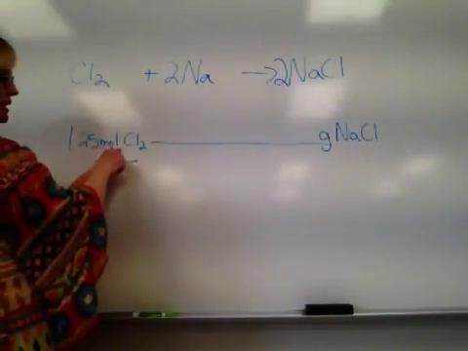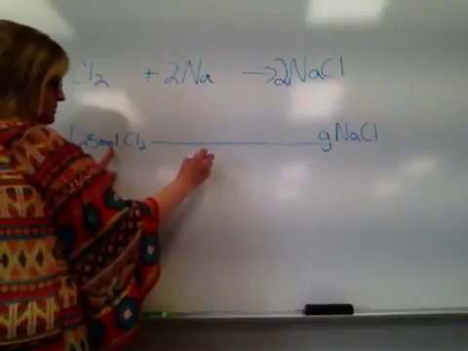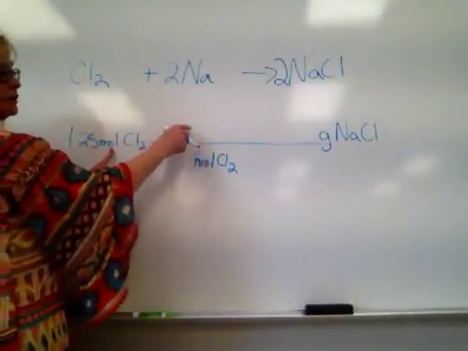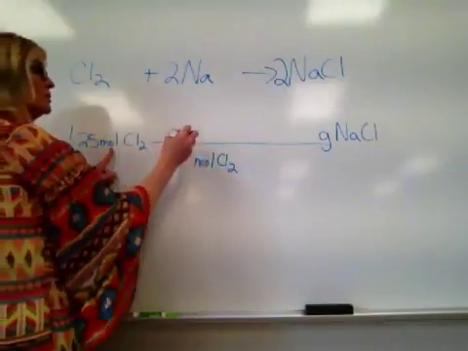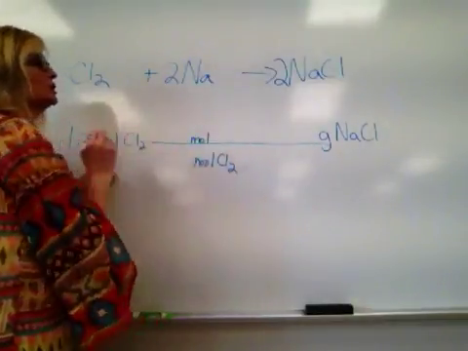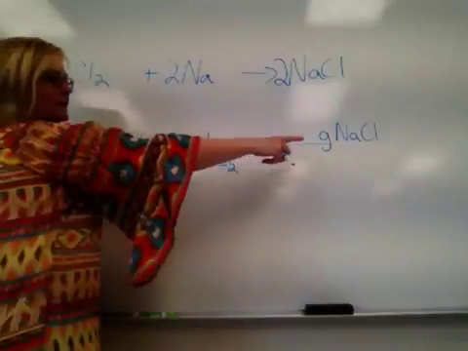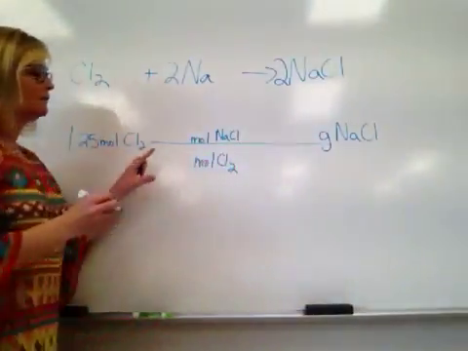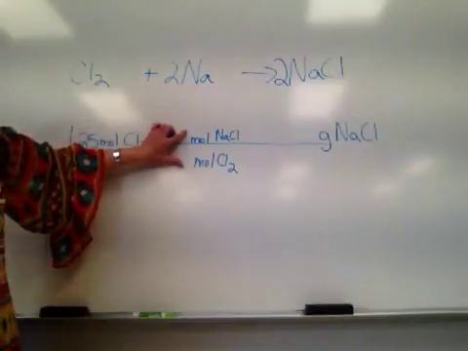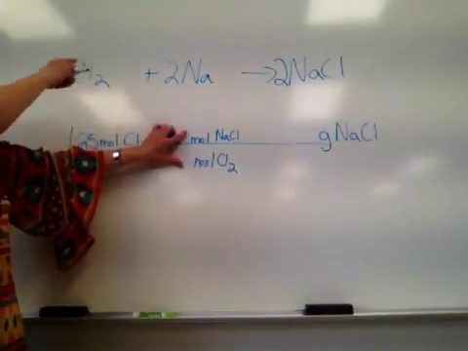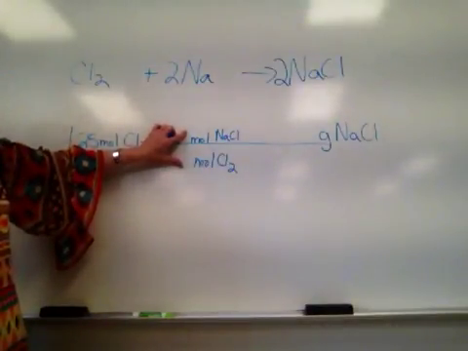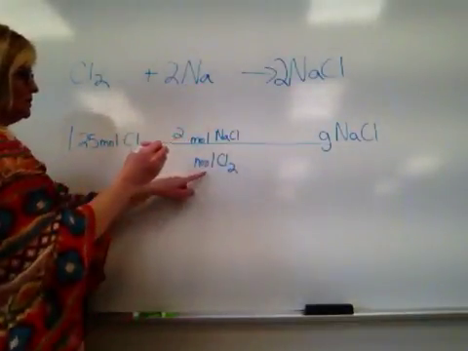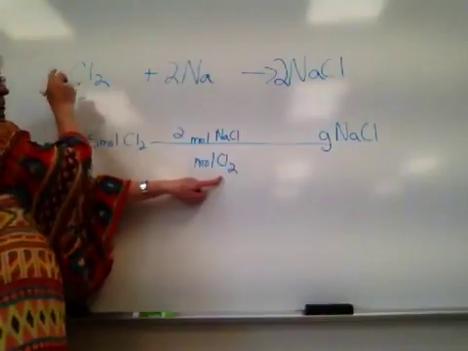But first I want to set things up. What's going to go on the bottom? Moles of Cl2. Here's where I can use my mole to mole ratio. What do I want to change it to? NaCl, because that's what I'm looking for. Whenever I have moles over moles, that's when I look at my equation. How many moles of NaCl? 2. How many moles of chlorine gas? 1.